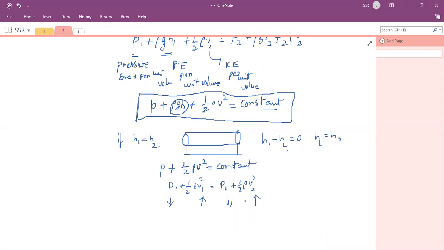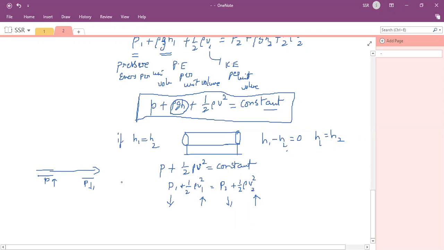What does it mean? Suppose the fluid is flowing from high pressure to low pressure. What happens then? The velocity of the fluid will increase. That means the change in pressure will give the change in kinetic energy. Directly you can write that. So that is one application.